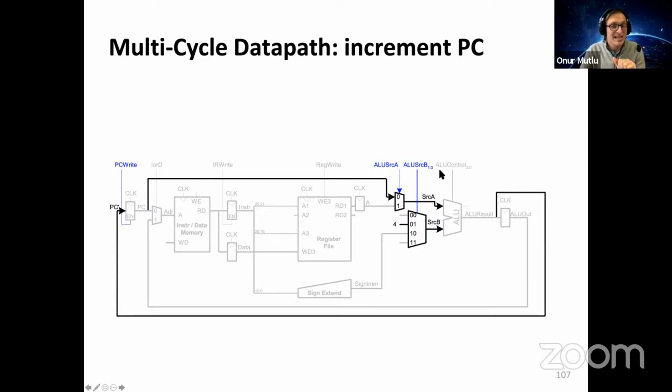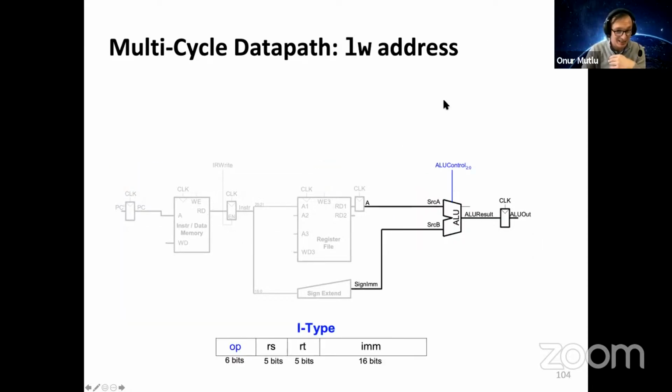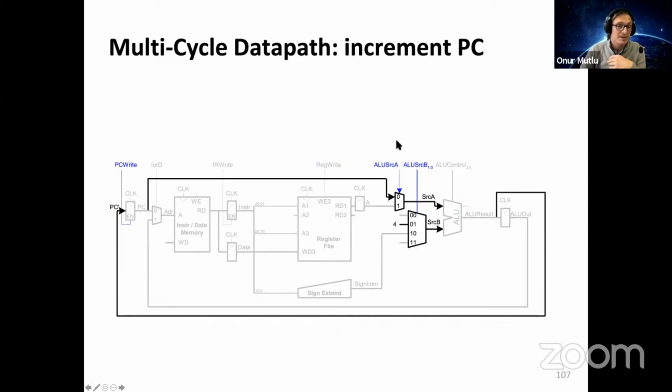So whenever the load word is not using the ALU, we can use it to calculate the address, which means that whenever we're not in this cycle, we can also increment the PC.